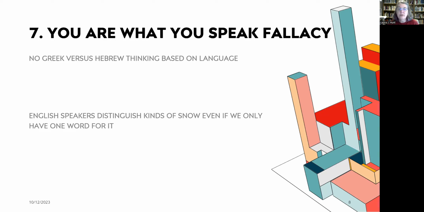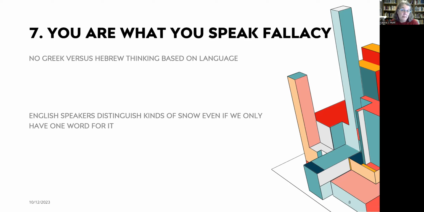And another way to see that is that English speakers distinguish kinds of snow, even if we only have one word for it. Now, you might have heard the myth that Inuits have, and the number differs, 9 different words for snow, 50 different words for snow. It seems to be that it's more complicated than that. First of all, there's more than one Inuit language. And second of all, they have a root that refers to snow, and then they change the root in order to refer to different kinds of snow.